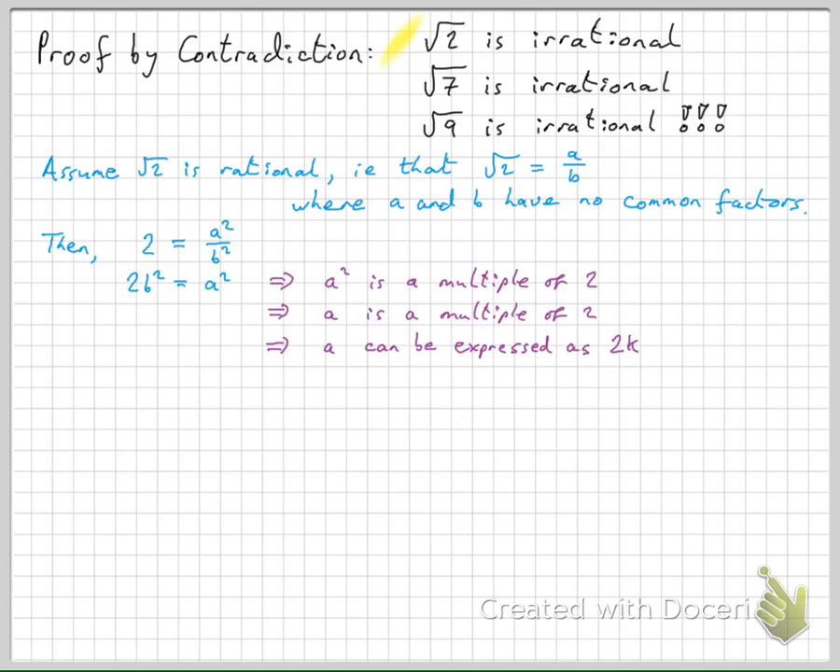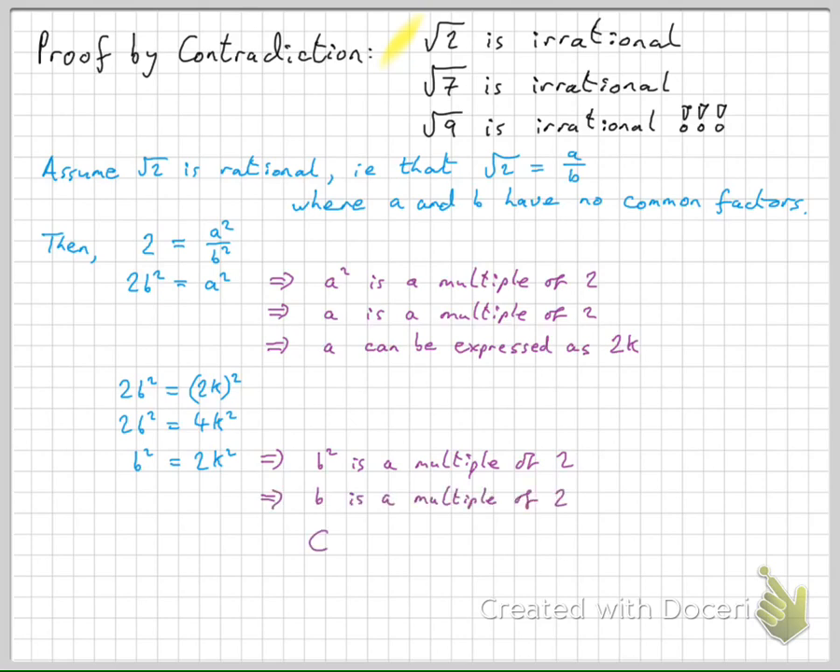We're then going to feed that result back into our blue stream of working here. So instead of a squared, we're going to write (2k) squared. We're going to expand those brackets. And then we're going to cancel the 2 out from both sides of the equation. And now we have that b squared can be written as 2 times a thing. So now, in fact, b squared must also be even. Great, so over here we deduce that b squared is even, or a multiple of 2. And by the same reasoning as before, therefore b must also be a multiple of 2.